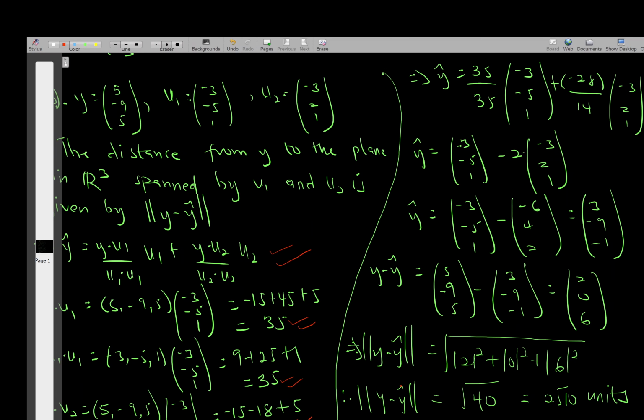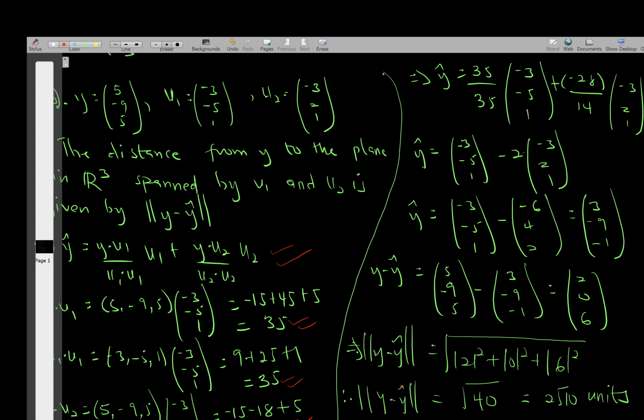We had our y dot u1 to be 35 and u1 dot u1 to be 35. So when we substitute into this formula, we get this one, where negative 28 is the inner product of y and u2, and 14 is the inner product of u2 and u2. When we simplify this, we get y hat to be 3, minus 9, minus 1. So we can find y minus y hat. So y is 5, negative 9, 5. Y hat is 3, minus 9, minus 1.